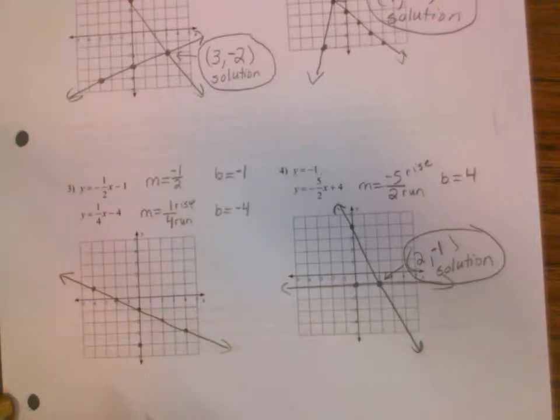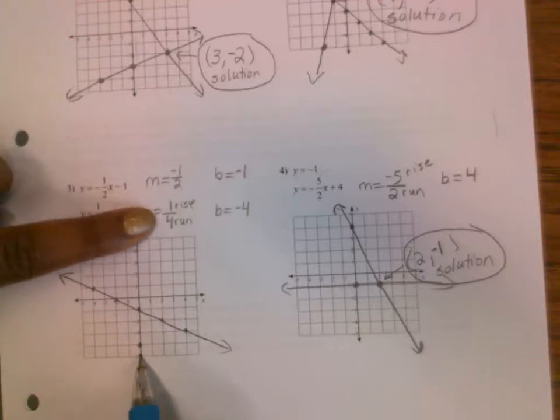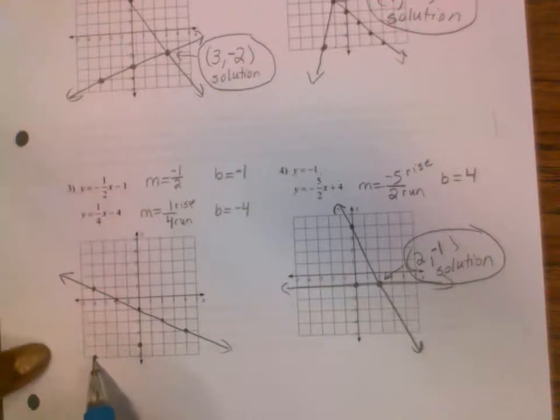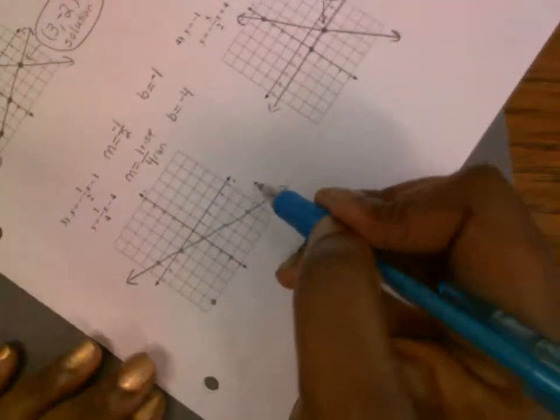So if I want points in the opposite direction, go back to where I started. Instead of going up 1, go down 1. Instead of going to the right 4, go to the left. 1, 2, 3, 4 to put points in the opposite direction. And then you're going to connect your points.